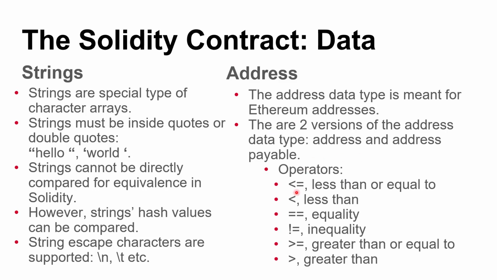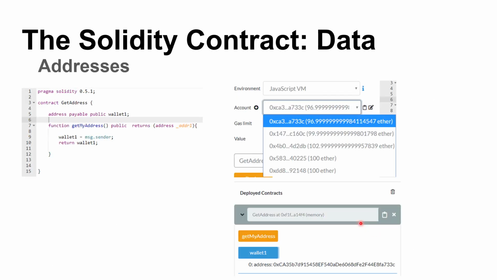An address. So address is now a different data type, so we're really getting into Ethereum here. And when we're talking about the address data type, it is an Ethereum address. And addresses can also have operators. There can be two types of addresses: address and address payable, and we'll get into that a little more. You can see here there's a less than or equal to, less than, equality, inequality, greater than or equal to, and then greater than. And we can see here the address.